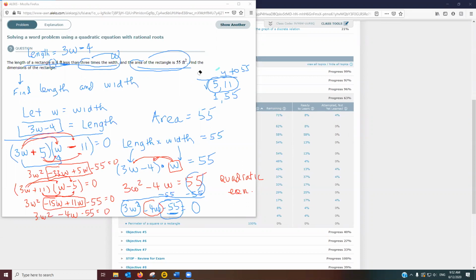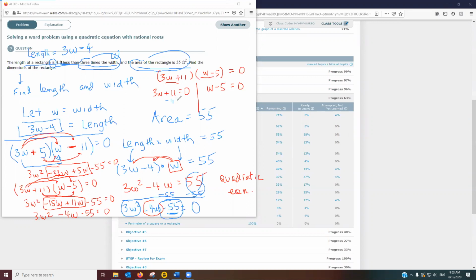Let me erase this. So we came up with the factoring as 3w plus 11 times w minus 5 equals 0. Remember, the last step is to set each parenthesis separately equal to 0. So I'm going to do 3w plus 11 equals 0 and w minus 5 equals 0. All right, let's solve each one of these equations separately.